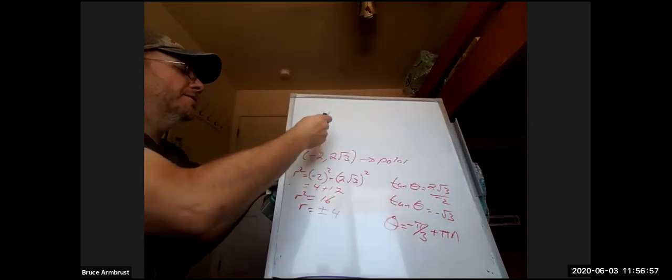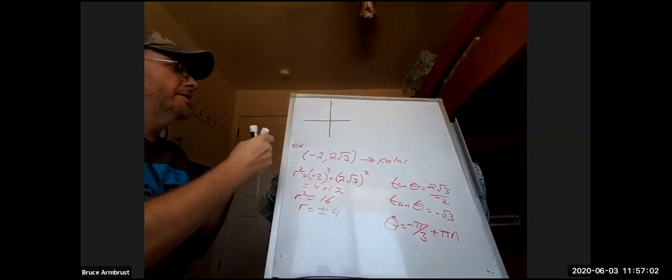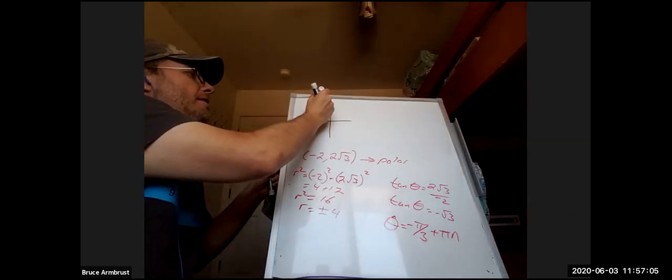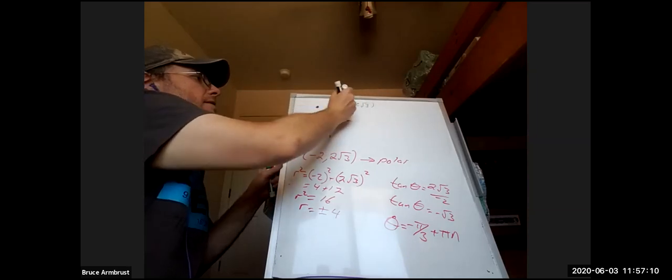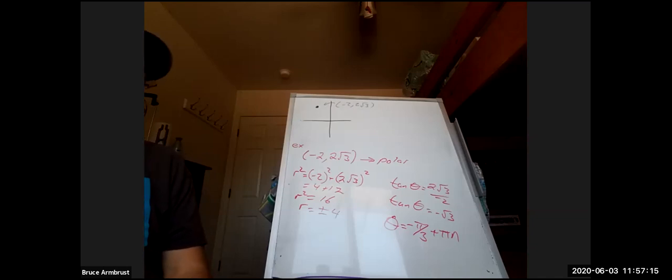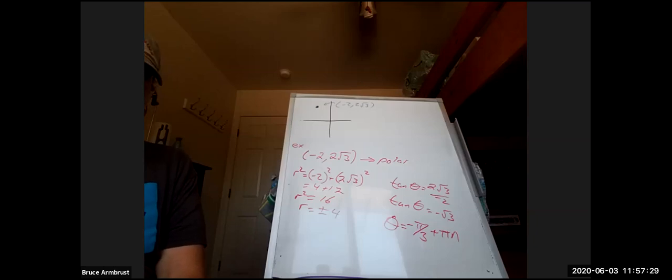So if we go back to the original -2, 2√3, that tells us that we're over here. We're left 2 and we're up 2√3, which is like 3.5 or something like that. So we're left 2 and up 2√3. And the reason I do this is it helps me see which r's go with which thetas.